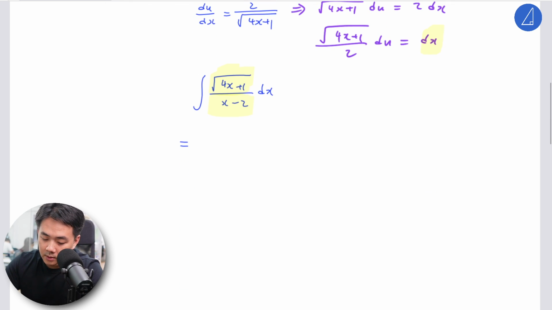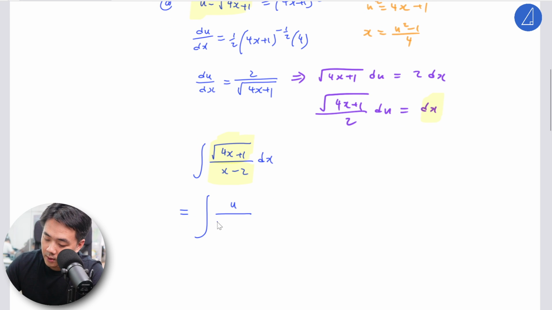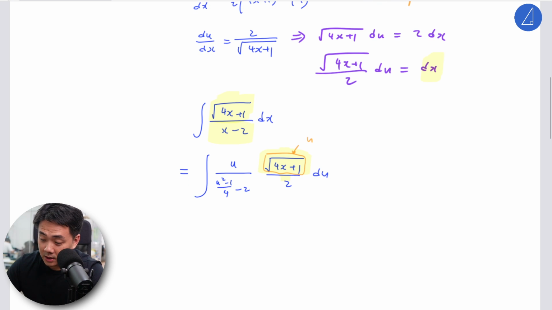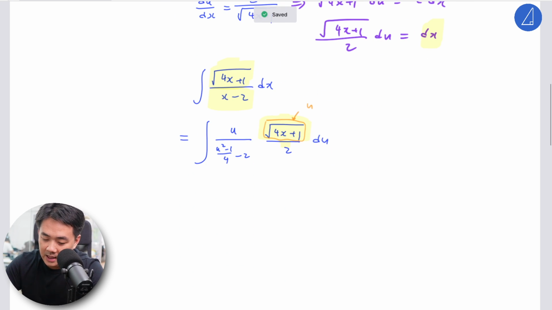Okay, so I'm going to just rewrite this. This one will be our u, because that's our u. Then the denominator, x equals (u squared minus 1) over 4, minus 2. And dx will be the square root of 4x plus 1 over 2 du. Now remember, you do not want to see your x. Just like in real life. So this here, change this to u. This is u, so this will be u. Then I'm going to get u.